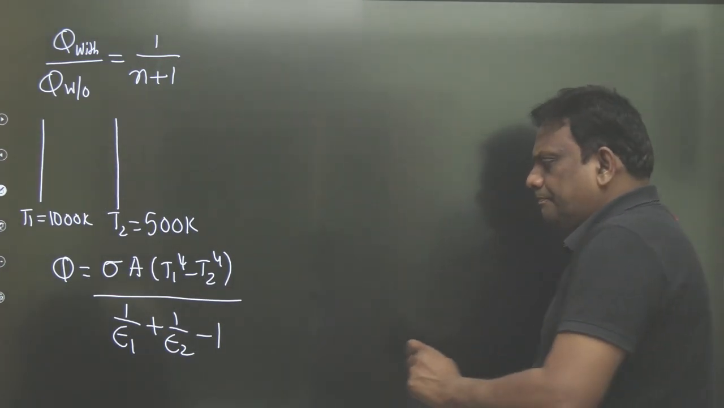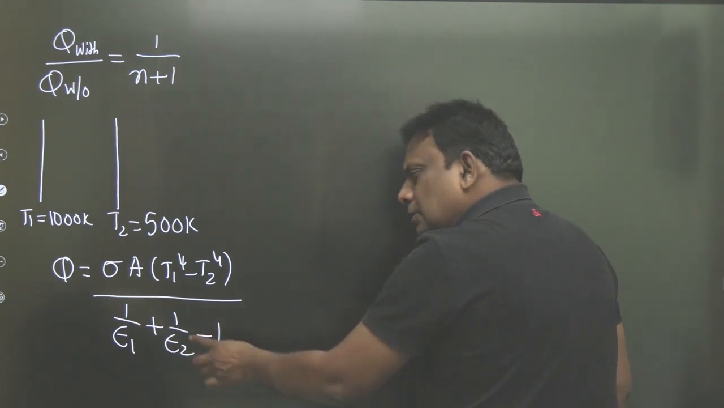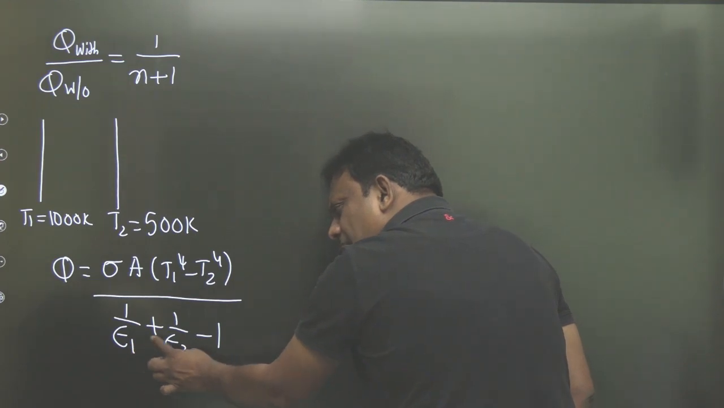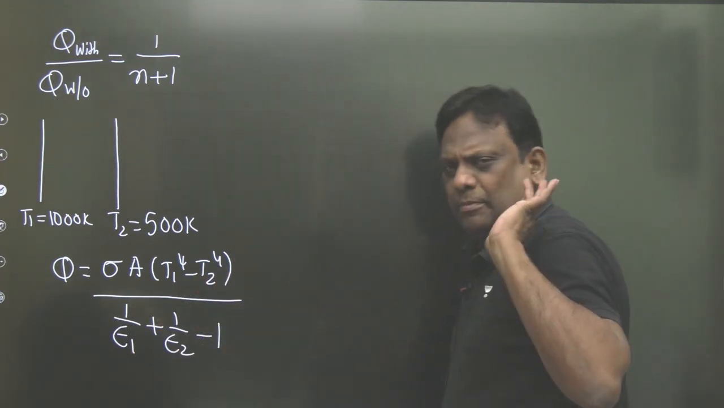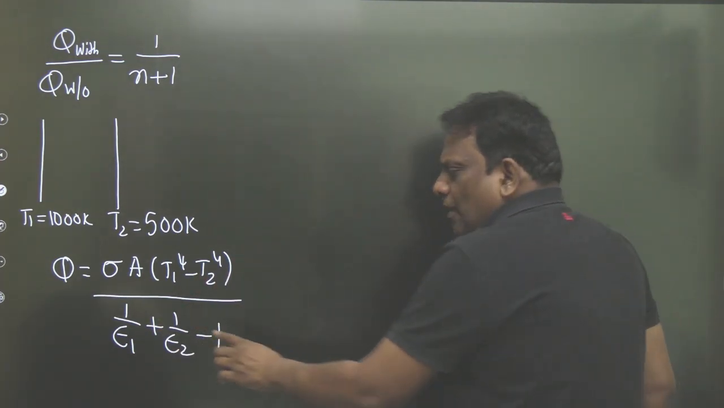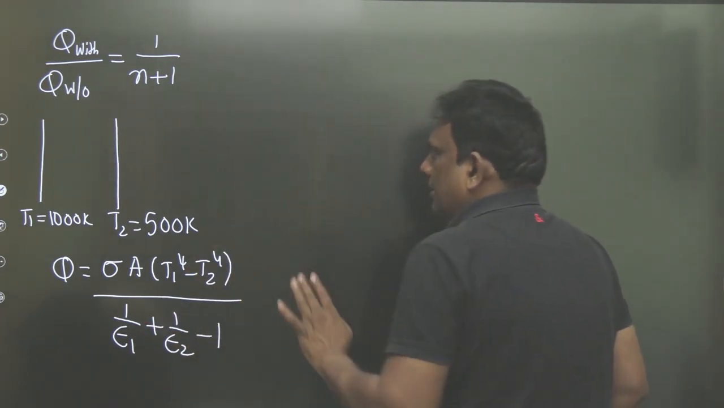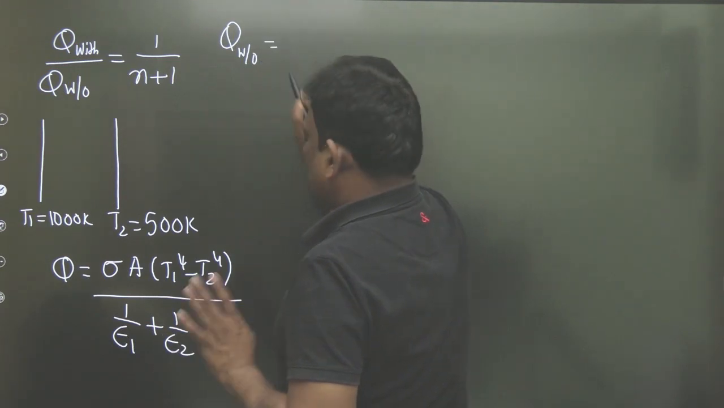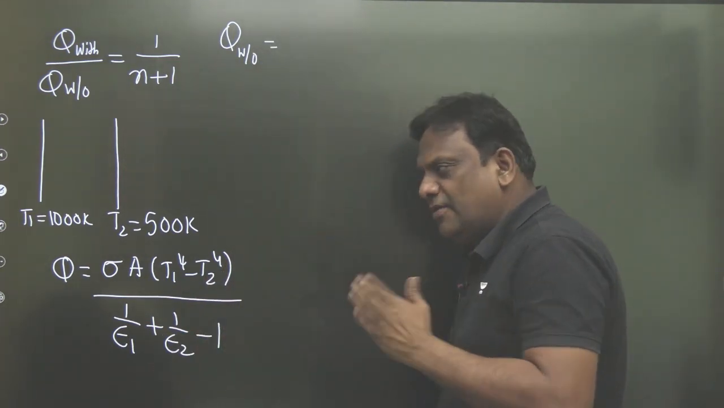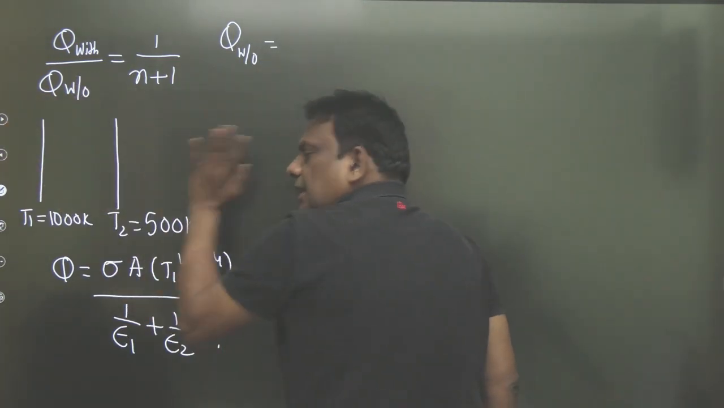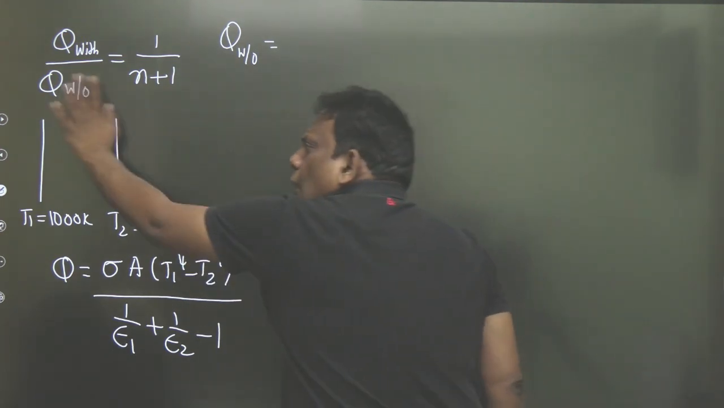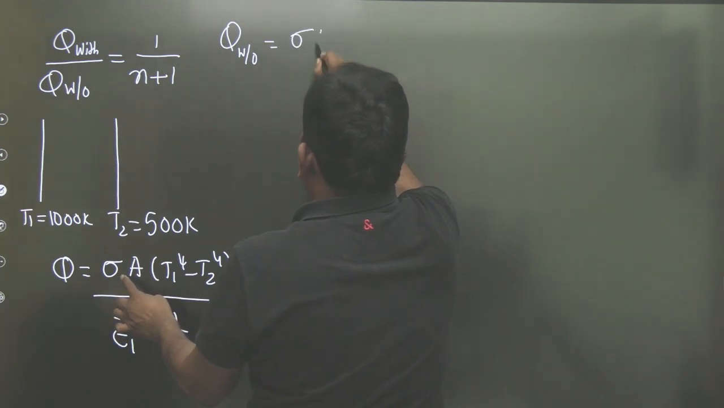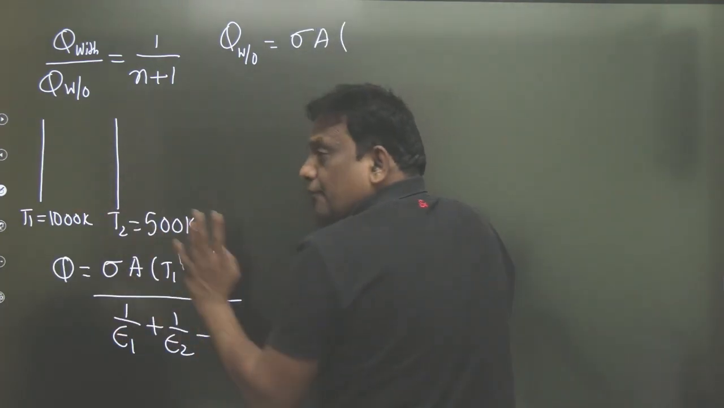But in this problem, emissivities of both are the same. So this can be written as 1 by epsilon plus 1 by epsilon. Why? Epsilon 1, epsilon 2 are both the same, it is given in the problem. All emissivities are the same. So 1 by epsilon plus 1 by epsilon is 2 by epsilon. So, heat transfer without shield. First we'll calculate without shield. What is the heat transfer? Sigma, area, T1.